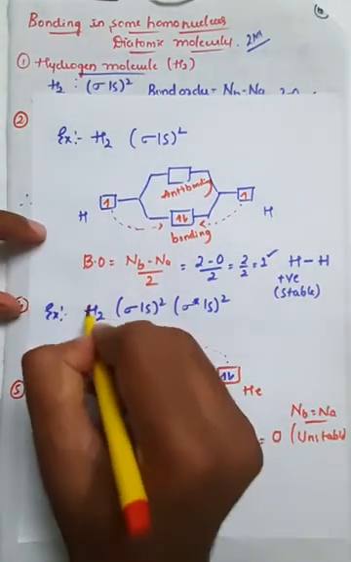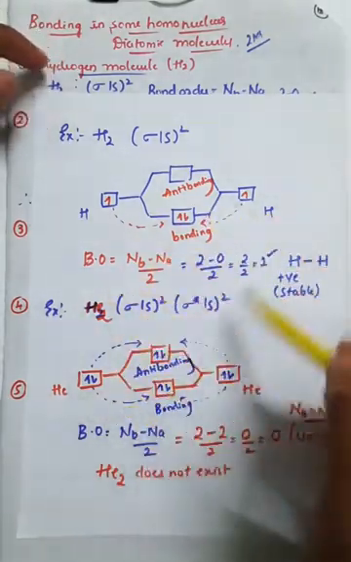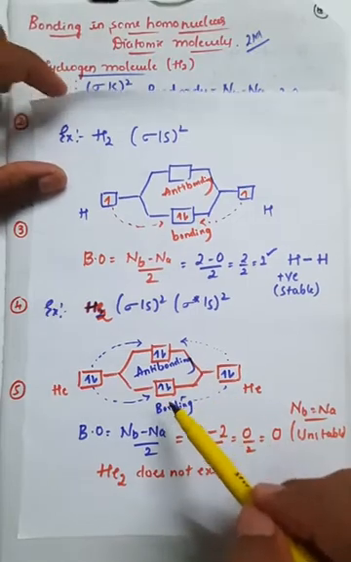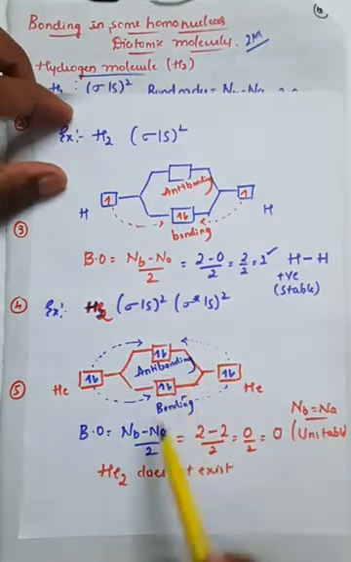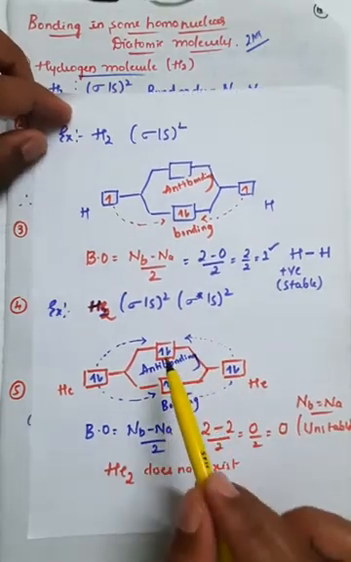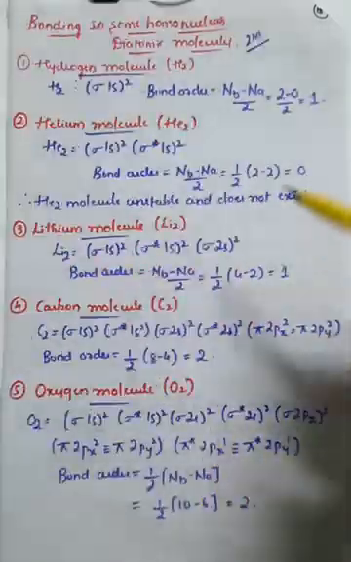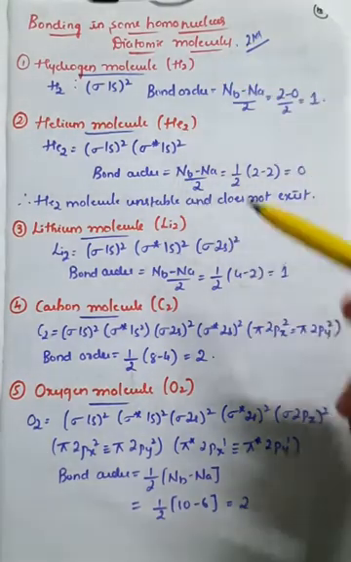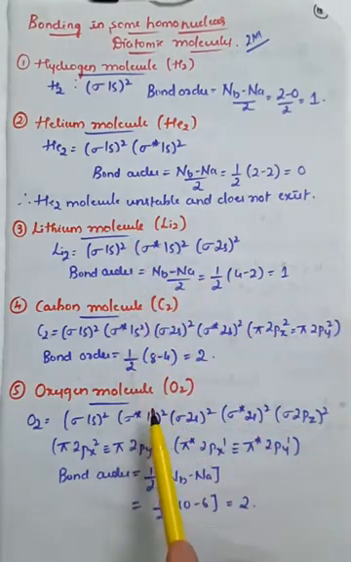In the case of the helium molecule, try to draw the orbital pictorial diagram. Then you will understand how many electrons are present in bonding and how many are present in antibonding. Further, count the number of electrons in bonding and antibonding and calculate with the help of the formula, bond order is equal to Nb minus Na divided by 2. So calculate for all these molecules. I have shown the examples of hydrogen as well as helium. Your work is to calculate for the lithium, carbon as well as oxygen molecule, right?